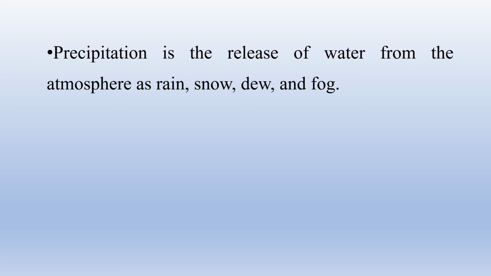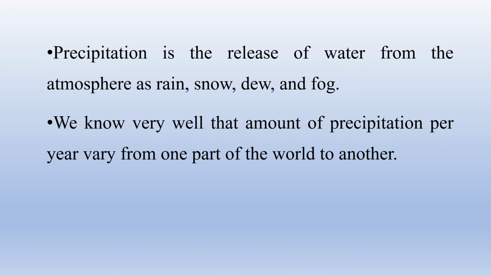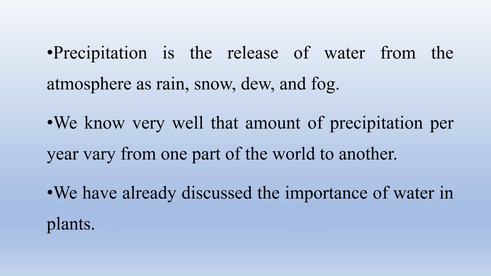Precipitation is the release of water from the atmosphere as rain, snow, dew, and fog. We know very well that the amount of precipitation per year varies from one part of the world to another. We have already discussed the importance of water in plants.